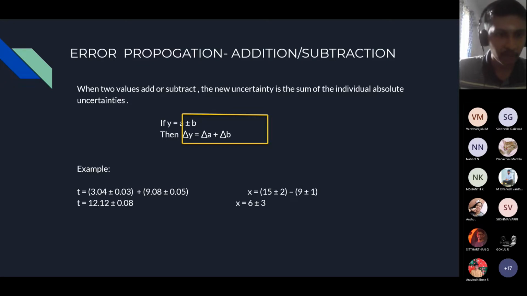If you see the example 1, t equal to 3.04 plus or minus 0.03 plus 9.08 plus or minus 0.05, we can see the error is added here, 0.03 plus 0.05, 0.08. Similarly, in difference or subtraction, we can also see that again the error is added, 2 plus 1, 3. Okay, so irrespective of addition or subtraction, error is only added. Go next slide.